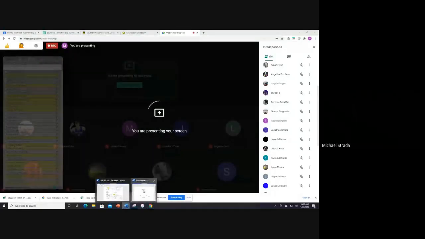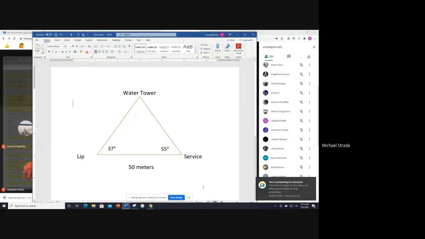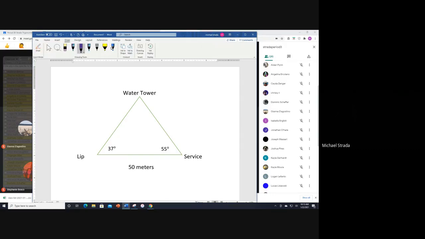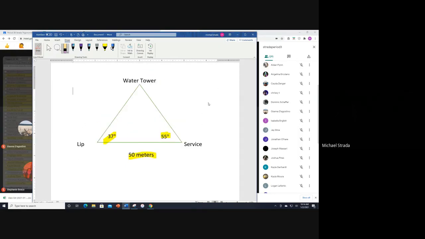All right. That would be similar to this problem, in which, let's say they ask you to find the height of the water tower, and they give you the angles of elevation of both people. All right. So basically, we have two angles and a side. So it seems to be a situation in which we're going to use law of sines. All right. So when we use law of sines, 37 plus 55 is 92. Angles of a triangle add up to 180. So that becomes 88.